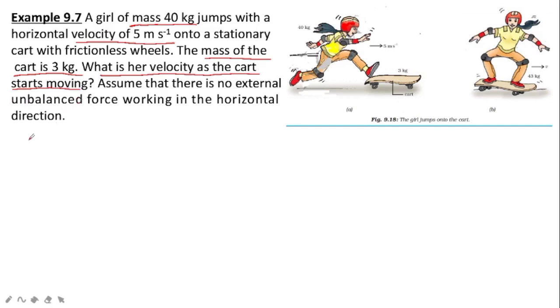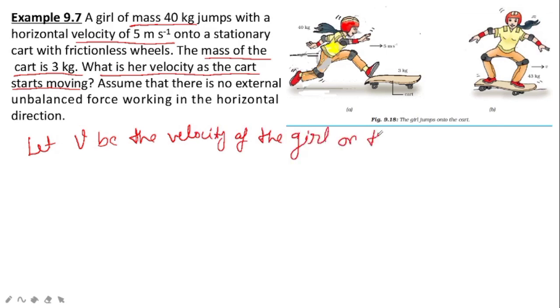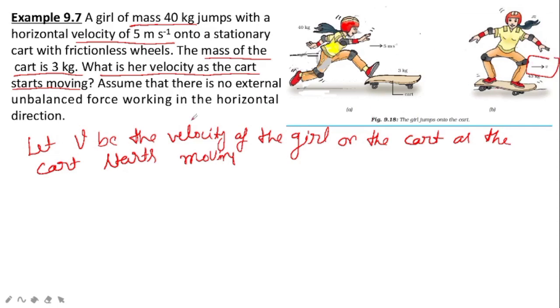So then let V be the velocity of the girl on the cart as the cart starts moving, because we don't know with which velocity she is moving after jumping onto the cart, right? So we will take it as V.